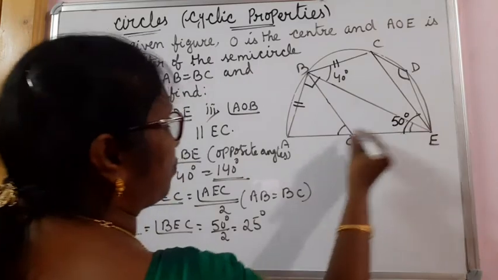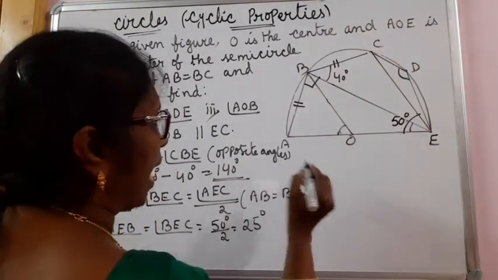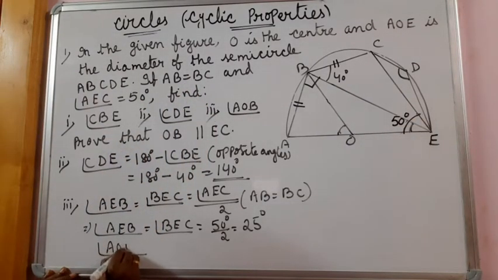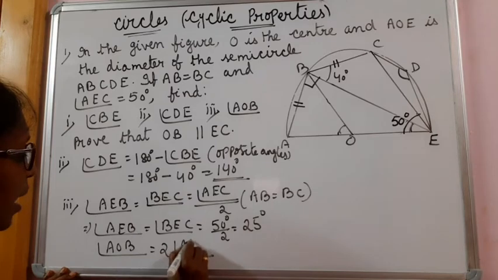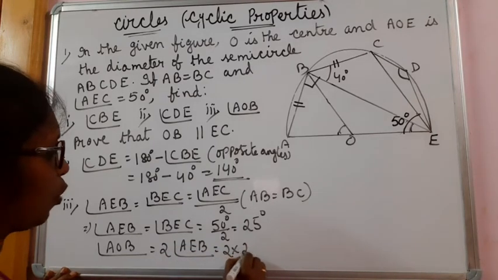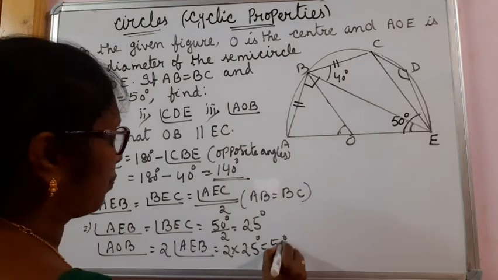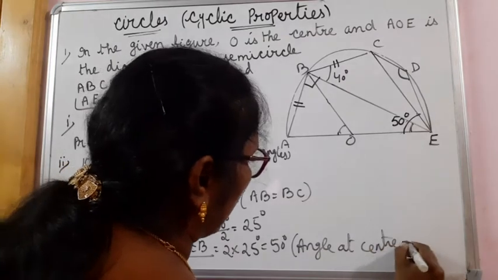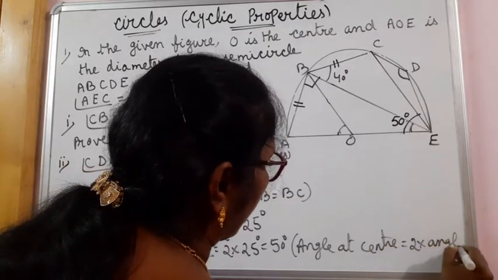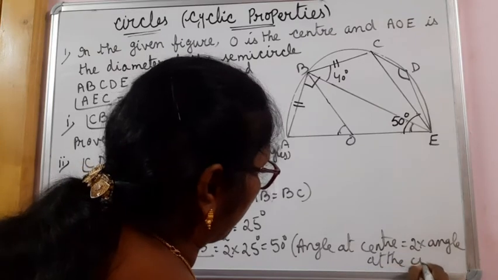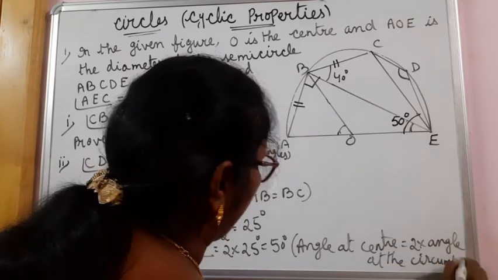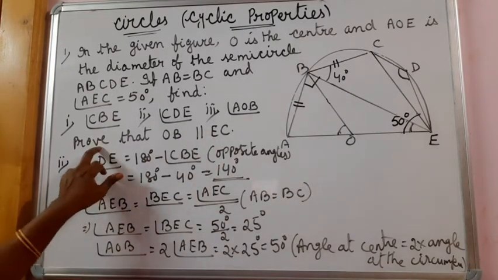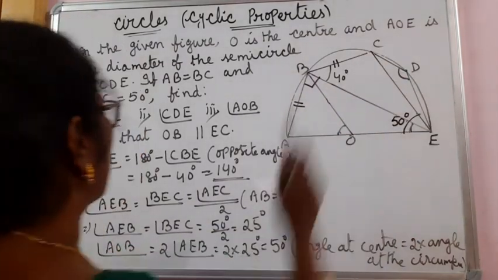So this angle is 25. Angle AOB is the angle at the center, angle AEB is the angle at the circumference. So angle AOB is equal to twice angle AEB, that is 2 into 25 degrees, which gives you 50 degrees. The reason: the angle at the center is equal to twice the angle at the circumference, subtended by the same arc. So with this we found the three angles. Now we have to prove that OB is parallel to EC.